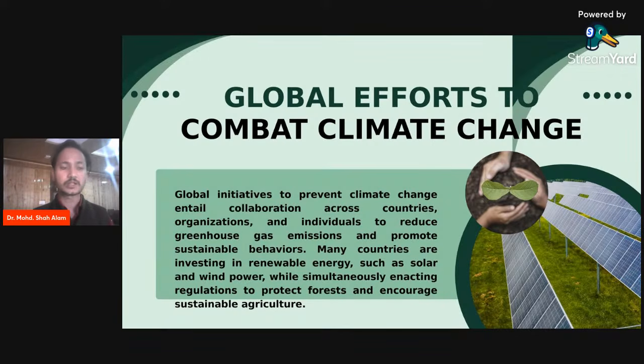Some key actions include expansion of renewable energy sources such as solar and wind energy. Next is the protection of forests and biodiversity. Next is the promotion of sustainable agricultural production, in which we use the current resources to feed our population, but in such a manner that it will also feed our future generations. International agreements and conferences also play a critical role in coordinating global climate action.